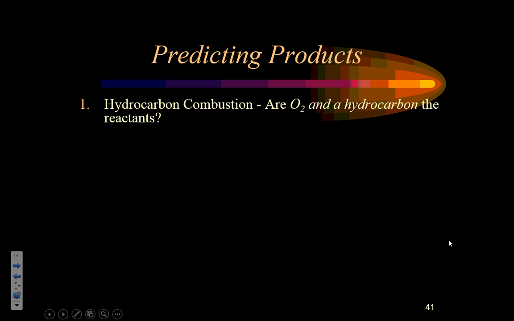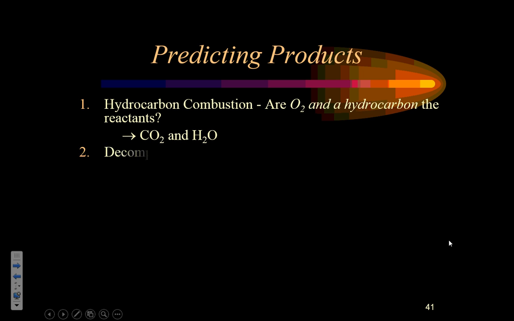So first thing we're going to ask ourselves is, are oxygen and a hydrocarbon the reactants? If they are, if I have O2 and a CH compound or a CHO compound, then I know it's hydrocarbon combustion, and in complete hydrocarbon combustion, I always get CO2 and H2O every single time. So they give me my reactants, I know what the products are going to be, I copy and I balance.